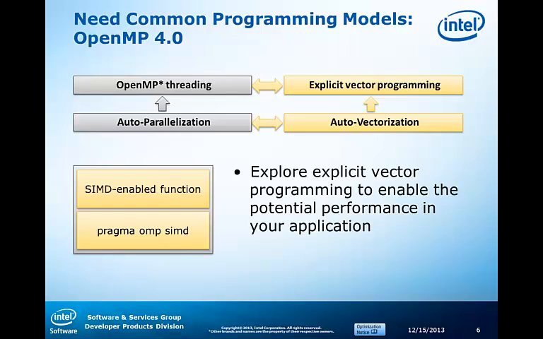So what are the main components of explicit vector programming? These two components: SIMD-enabled functions, formerly known as elemental functions, and pragma omp simd. We will be exploring each of these components in greater depth in future videos in this series. So what is the key message? Explore explicit vector programming now to enable the potential performance in your application.